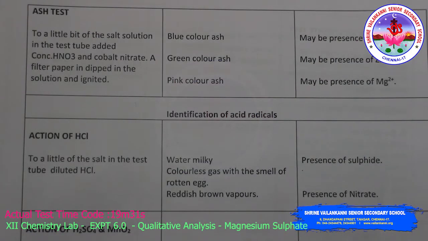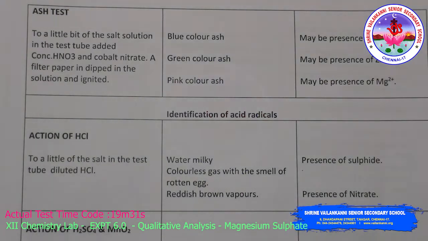Next, the ash test. Take a little salt solution and add concentrated nitric acid and cobalt nitrate solution. A filter paper is dipped in the solution and ignited. The observation: blue colored ash may be the presence of aluminium, green ash may be zinc, pink ash may be magnesium.